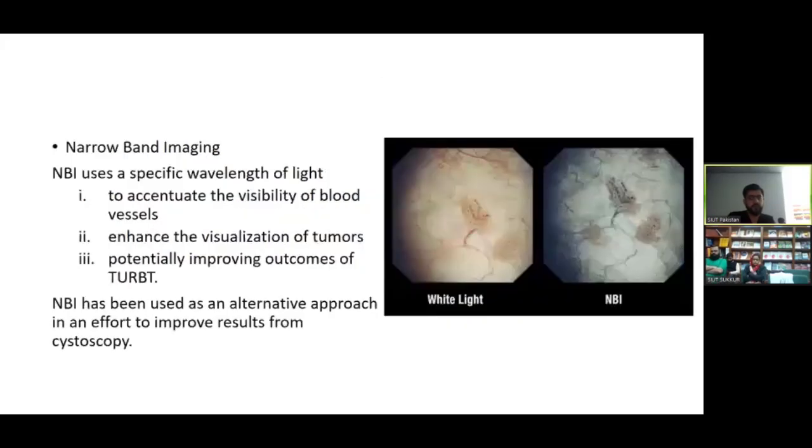A similar technique is narrowband imaging. Narrowband imaging uses a specific wavelength of light, which has a greater depth into the bladder tissue and hence accentuates the visibility of bladder cells, enhances visualization of tumor, and could potentially increase the outcomes of TURBT. NBI has been used as an alternative approach in an effort to improve cystoscopy and the yield of TURBT.